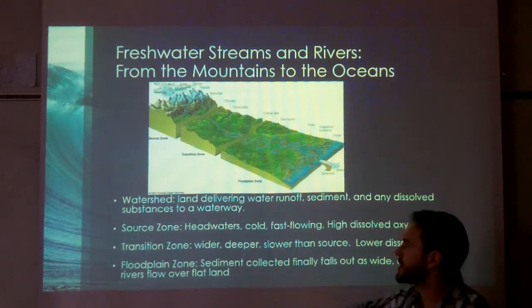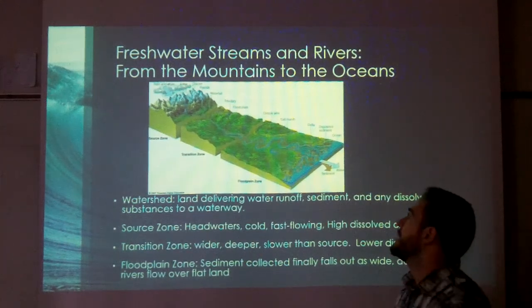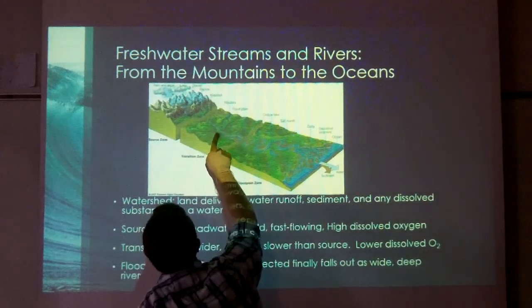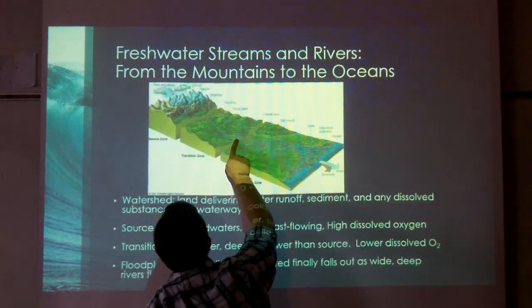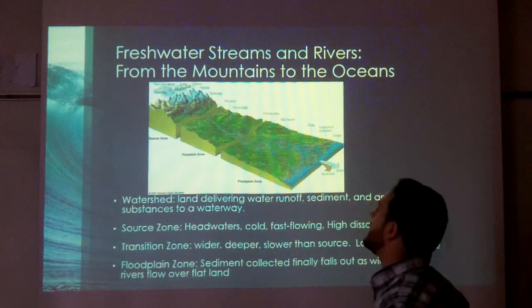When you get down into Georgia, you're into the transition zone, right? This is that transition zone. They still move decently quick, and they start to meander towards the bottom, right, at the end of the state.